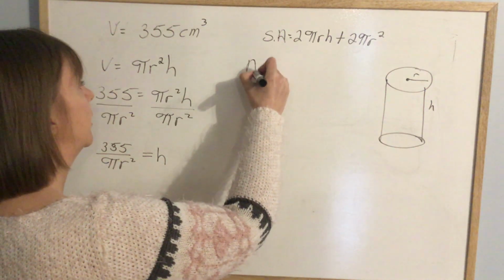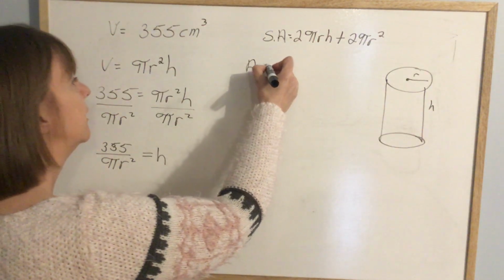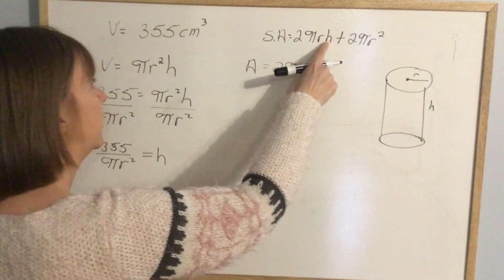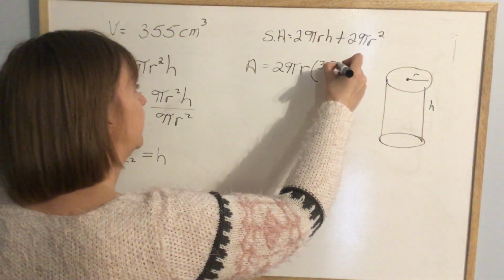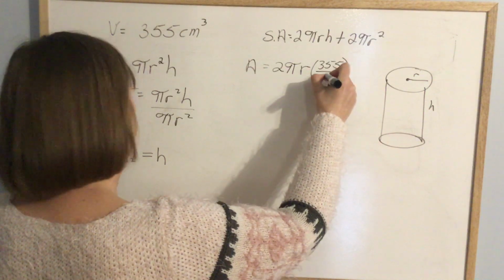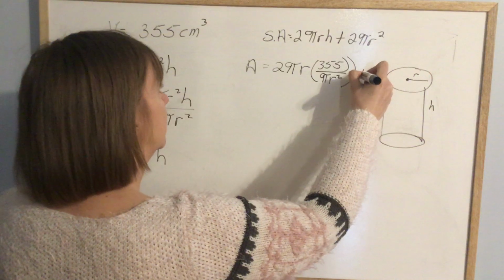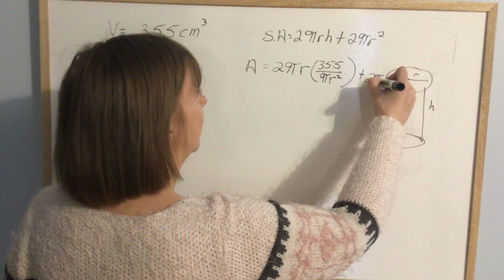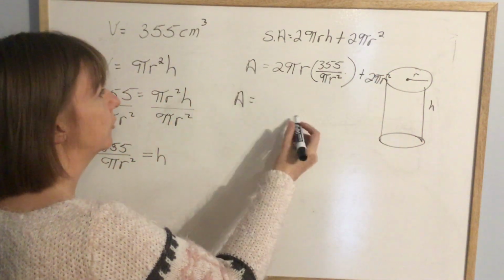So my surface area, and I'm going to drop the s, I'm just going to put A for area. The area is 2 pi r, but instead of putting h, I'm going to put 355 over pi r squared, plus 2 pi r squared. Now I'm going to simplify that before I try and take the derivative.